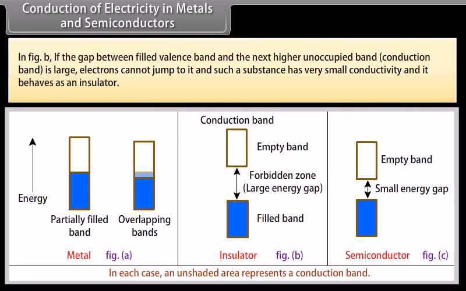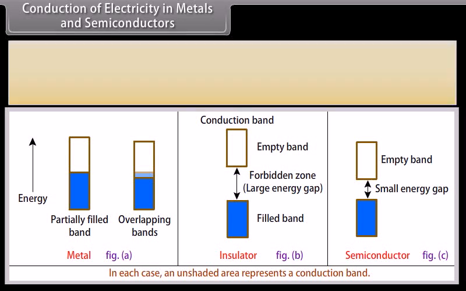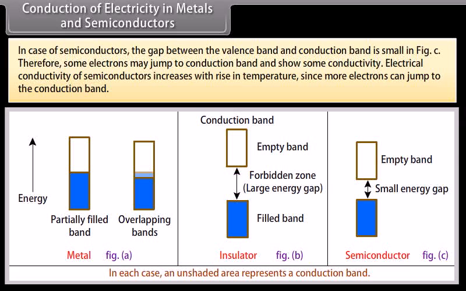In Figure B, if the gap between the filled valence band and the next higher unoccupied band, the conduction band, is large, electrons cannot jump to it and such a substance has very small conductivity and behaves as an insulator. In case of semiconductors, the gap between the valence band and conduction band is small, as in Figure C, therefore some electrons may jump to the conduction band and show some conductivity. Electrical conductivity of semiconductors increases with rise in temperature since more electrons can jump to the conduction band.